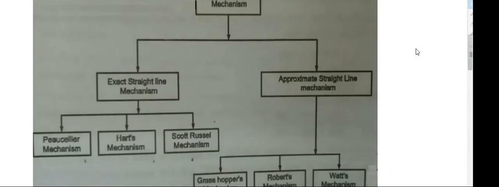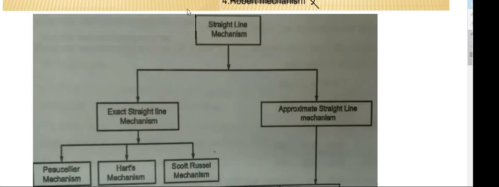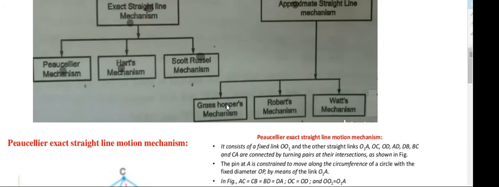This is just a flow chart that I made, showing exactly what we said. Straight line mechanisms are divided into two: exact straight line and approximate straight line. In exact straight line there are Peaucellier, Hart's, and Scott-Russell. In approximate straight line you have Grasshopper, Roberts, and Watt's, and there is one more actually, if you want to know: Chebyshev's mechanism.